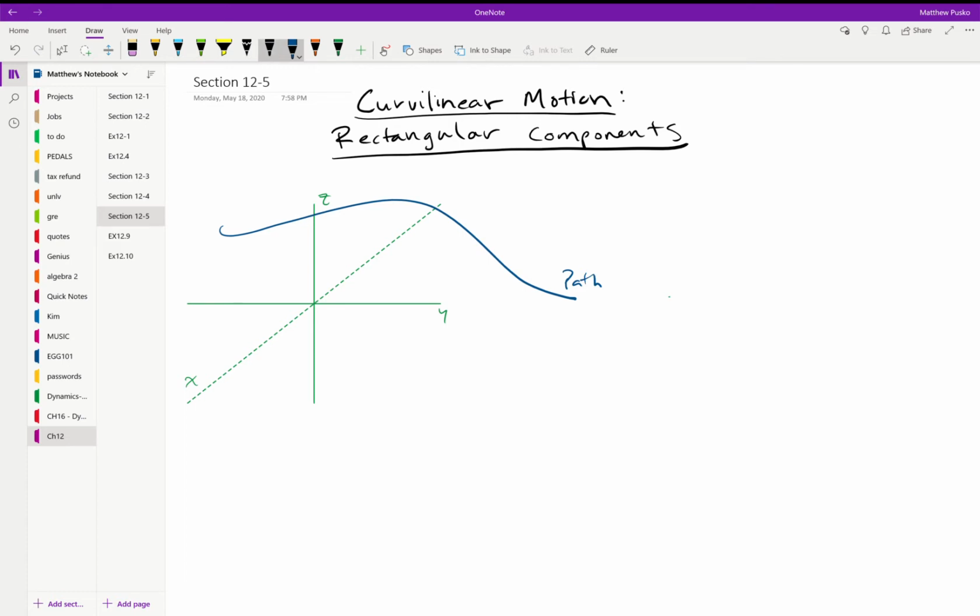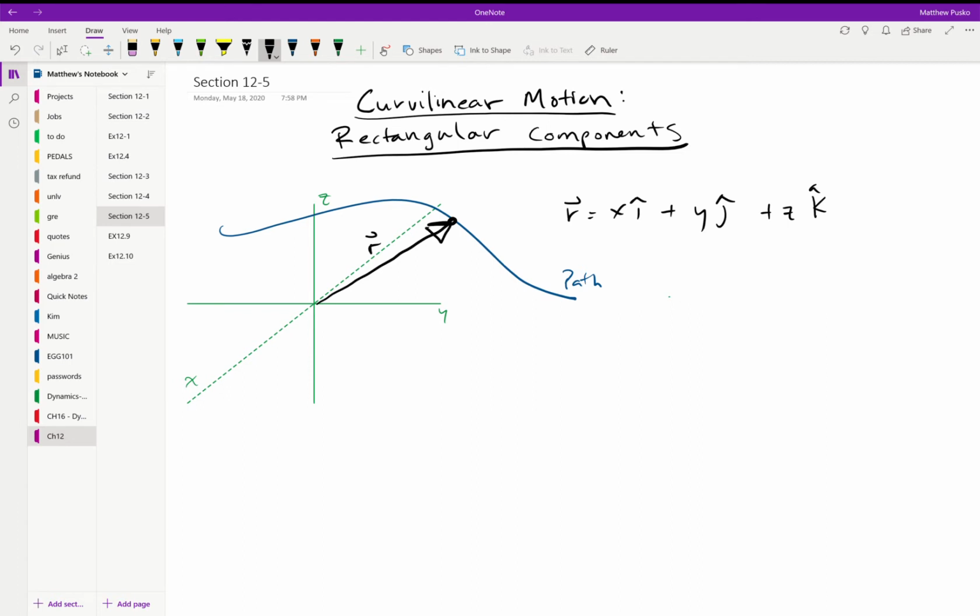We can define the position of that particle at any time by drawing a position vector r. And in this case, with rectangular coordinates, we're going to get some amount in the i direction, or the x, some amount in the y or j direction, and some amount in the k direction.